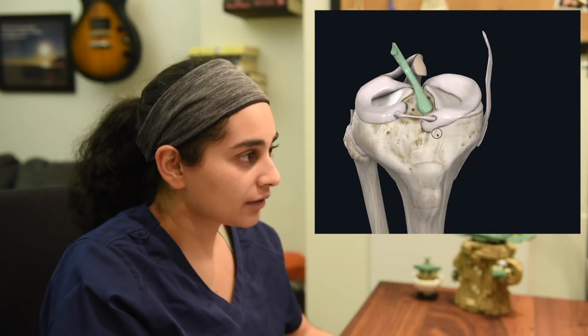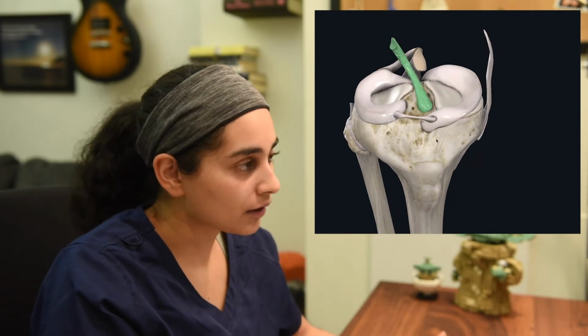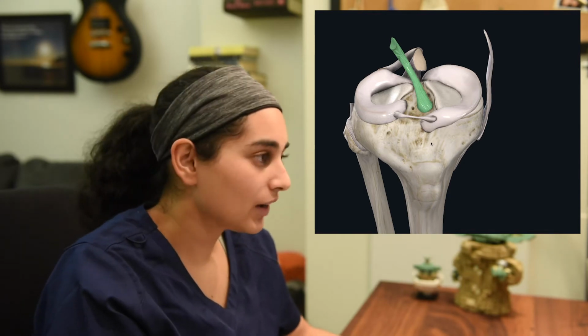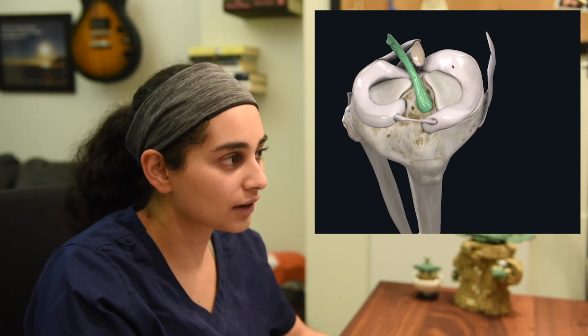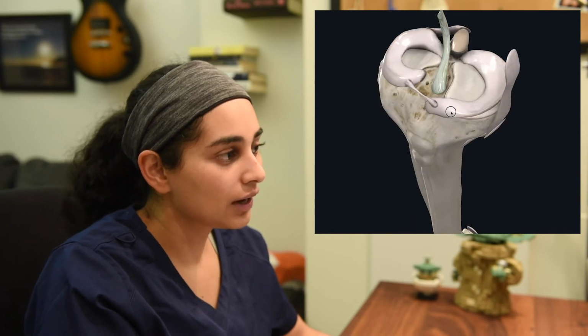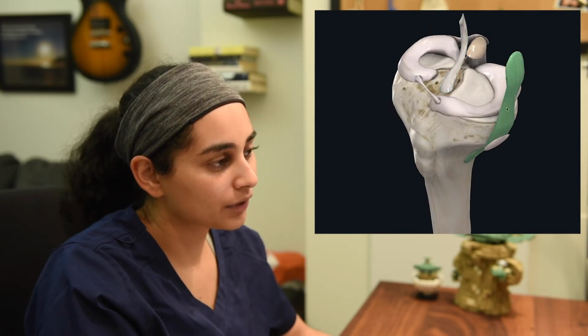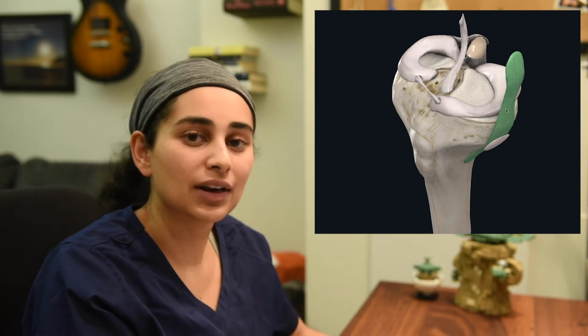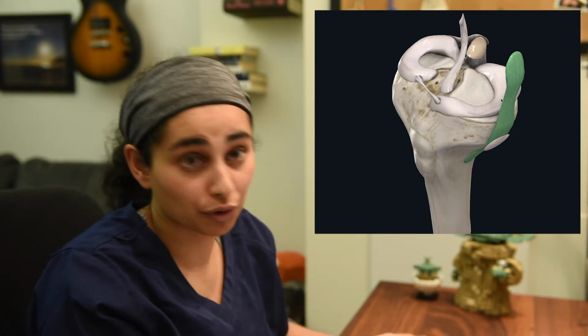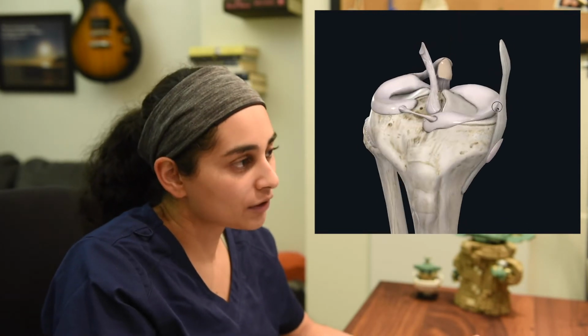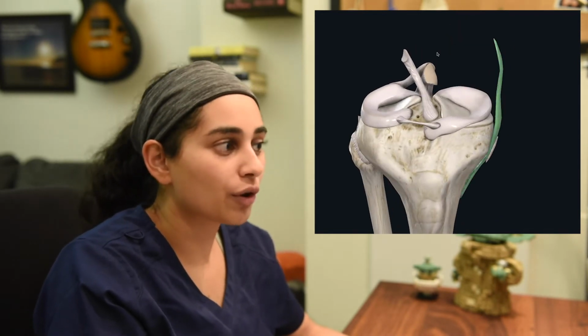Now, there's a few other things that can be associated with an ACL tear. We call it the classic triad. And essentially, if you get an ACL tear, you're going to want to look for a medial meniscus tear because they're commonly associated, as well as an MCL tear. This MCL is that ligament I told you about when we reviewed the footage, when his knee was collapsing in, that I'd be worried for.